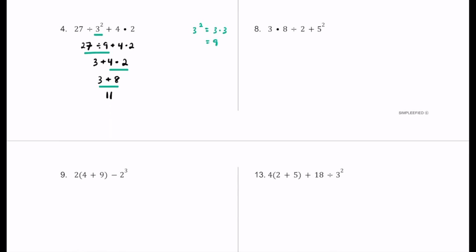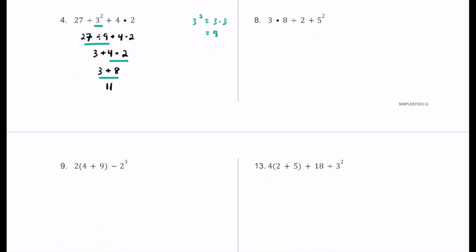For number 8, we have multiplication, division, addition, and a power. So let's start with the power here. 5 squared is going to be 5 times 5. 5 times 5 is equal to 25. All right, so we can write this as 3 times 8 divided by 2 plus 25.